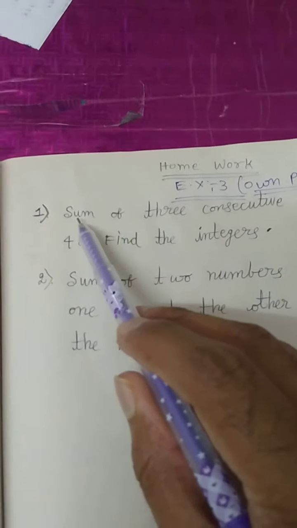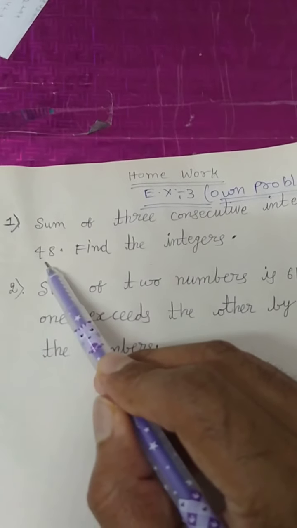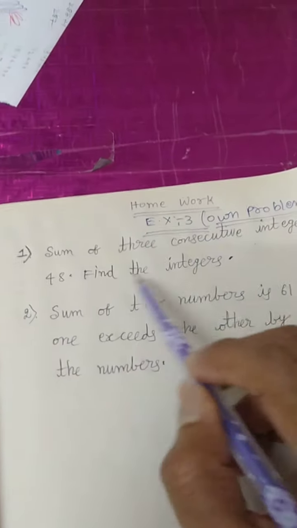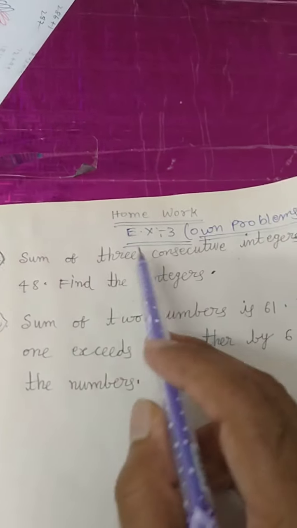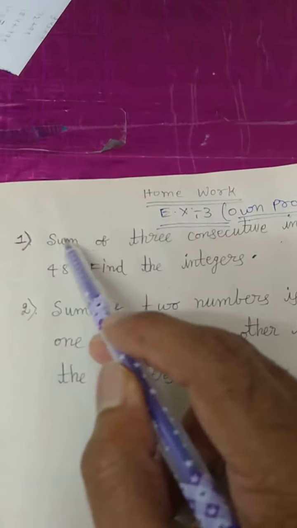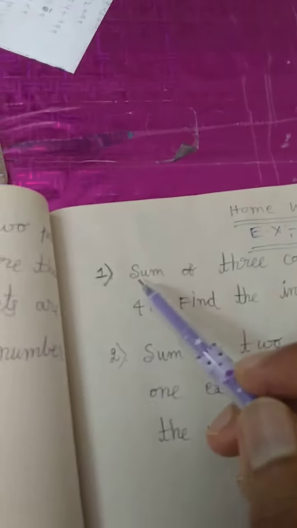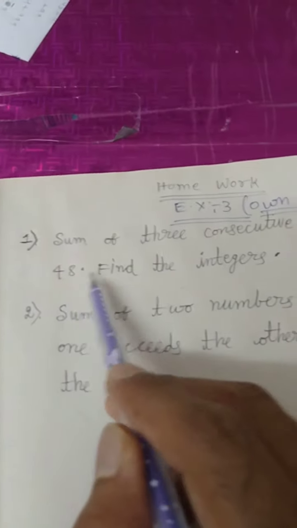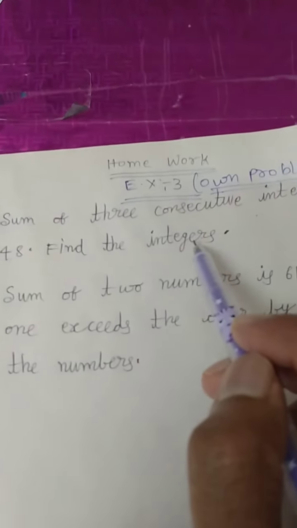So see children, first one: sum of 3 consecutive integers is 48. Already we have discussed this one in the first or second problem. 3 consecutive integers are there. The sum means addition. By adding those 3 consecutive integers, the total is 48. So find the integers, he is asking.